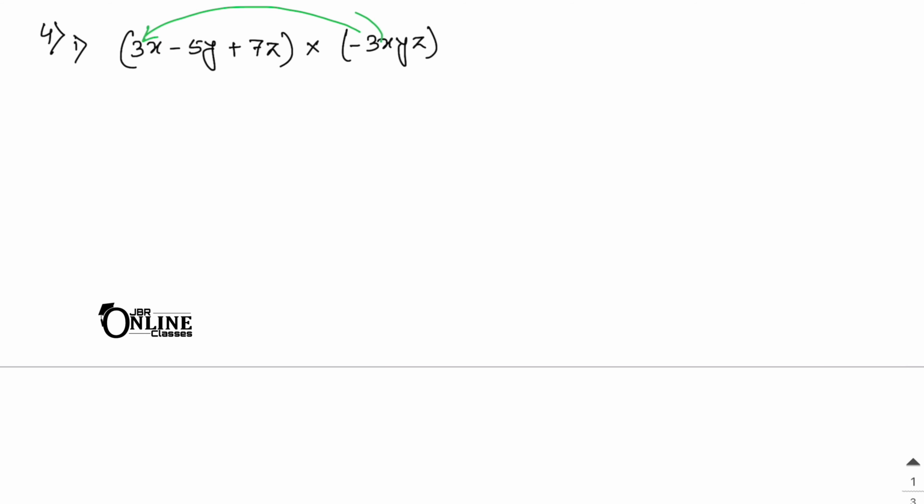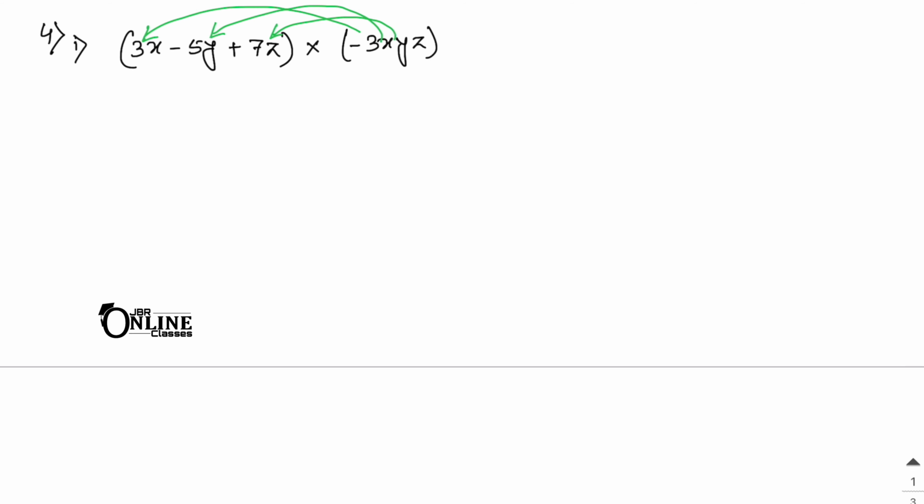Sum number 4. Multiply, so here the first one, 3x minus 5y then 7z. You have to multiply this one with minus 3xyz. So always remember that whenever you want to multiply this kind of problem, first you have to multiply 3x with this one. Okay, then again you have to multiply 5y with the same one, that means 3xyz, and last you have to multiply this one again with 7z. That means here you have to multiply 3xyz separately with each and every term.